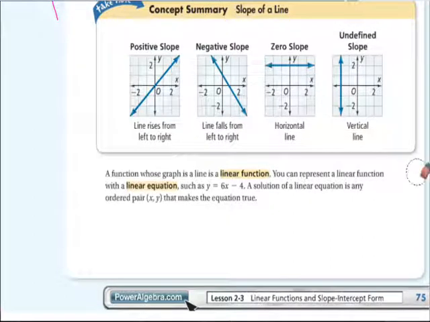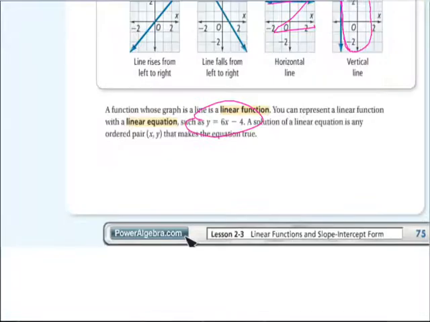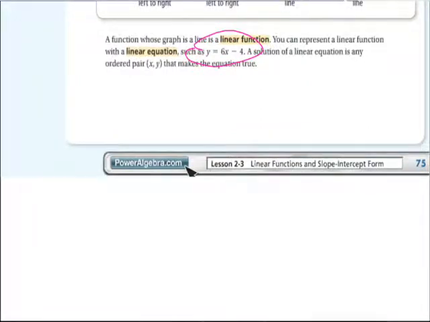Take a look down here. Concept summary, this is a big deal, got to know this. Positive slope, negative slope, 0 when it's flat, 0 like the letter Z makes it flat, and undefined. Some people draw a big capital U, and so it's undefined. So that's a way of remembering that it's vertical. All right. A function whose graph is a line is a linear function. Okay, linear equations you worked with a lot in Algebra 1. A solution of a linear equation is any ordered pair that makes the equation true.